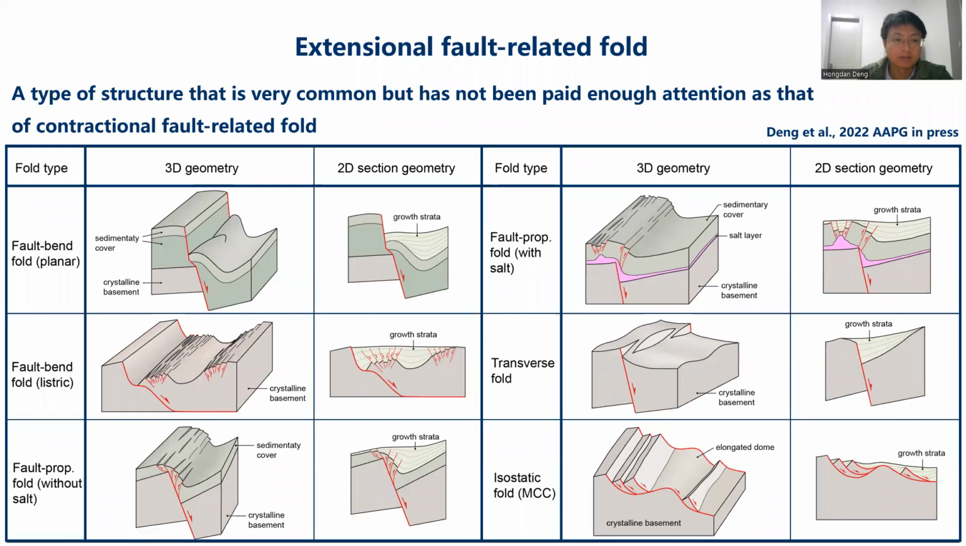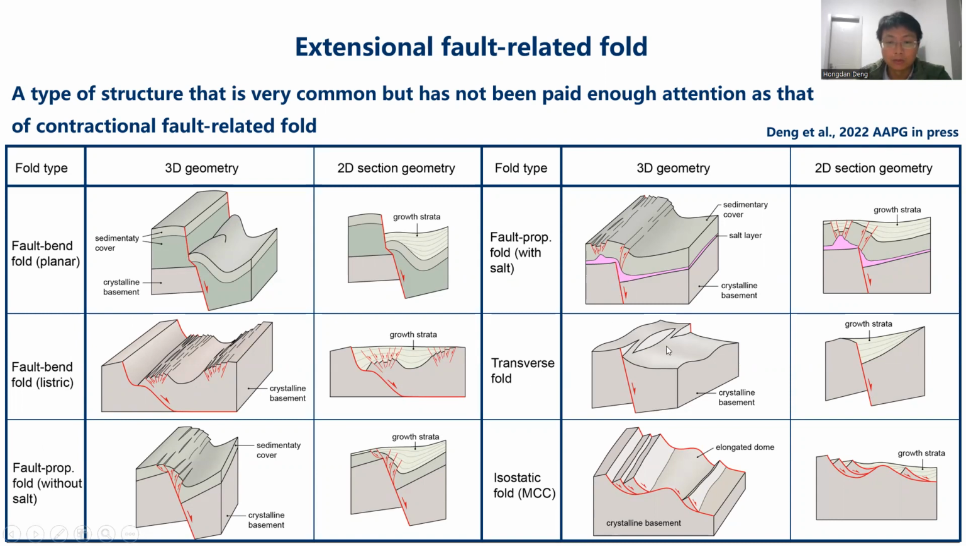This is definitely a very common type of structure in extensional basins, but it has not been paid enough attention, unlike the contractional counterpart, which has been developed very well in the last 30 to 40 years. The extensional fault-related fold consists of the fault-bend fold, where there is a kink in the middle of the fault plane, the drag fold as well, the fault-propagation fold, and the fault-propagation fold with the presence of salt.